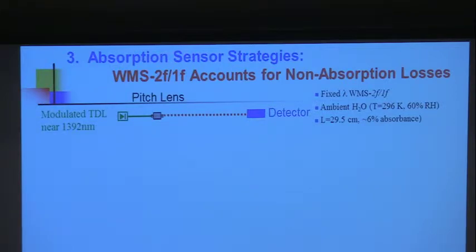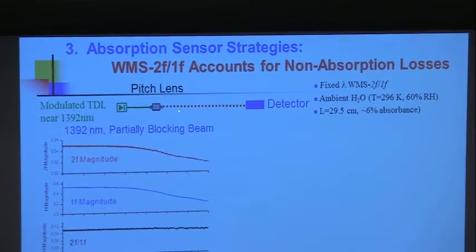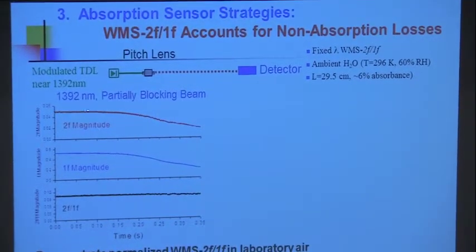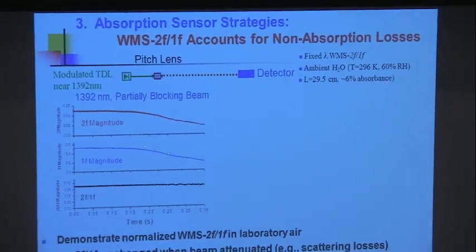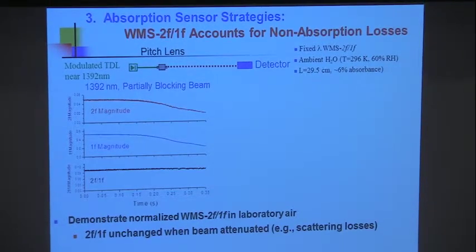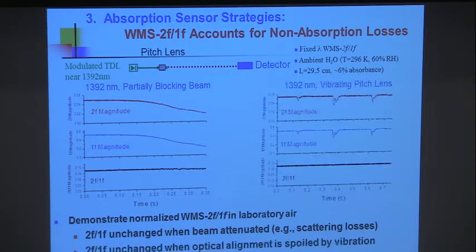So it's sitting there. Now, if we gradually introduce a knife here, a knife edge, and block some of the beam, here's the 2F signal. Here's also the 1F signal. Both of them go down because there's less light reaching the detector. If I take the ratio of those two signals, it's now the constant. So what that's telling me is that this idea works, that the 2F over 1F nulls out changes in scattering losses or beam blockage. That's if we use a kind of slowly varying knife edge.